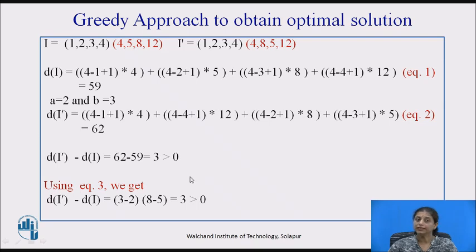Now using equation 3, which we used in the proof, you can directly calculate d of I dash minus d of I, which is (3 − 2) × (8 − 5), giving the same result, 3. So this proves that if we take any other combination where the lengths are not stored in increasing order, the time required is greater. So the greedy approach is to always store the programs in increasing order of length to get the minimum retrieval time.